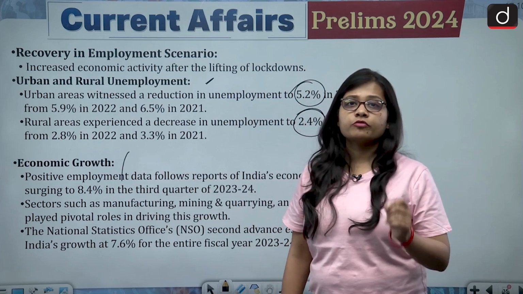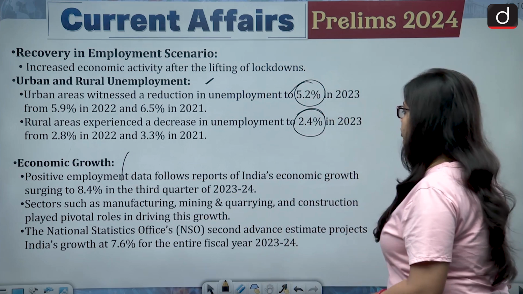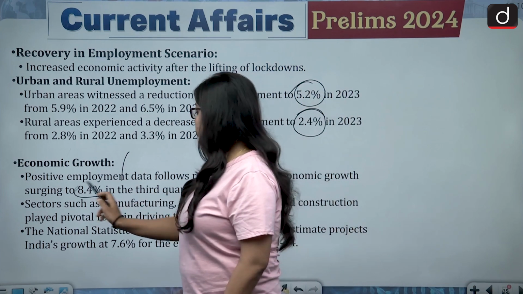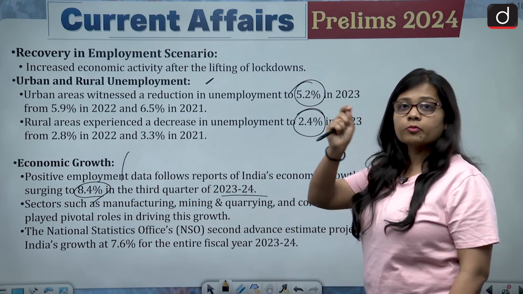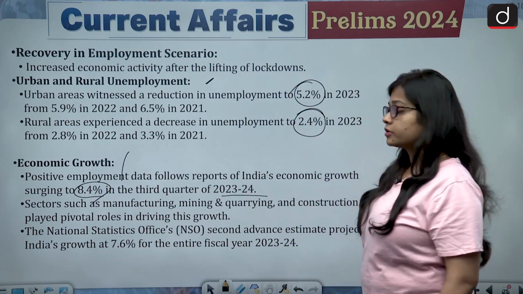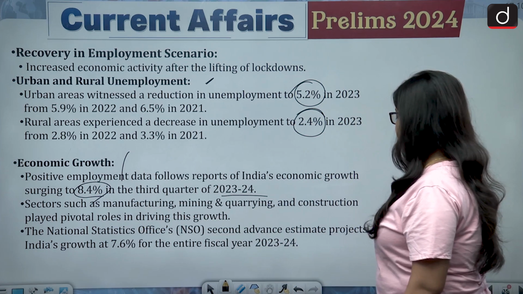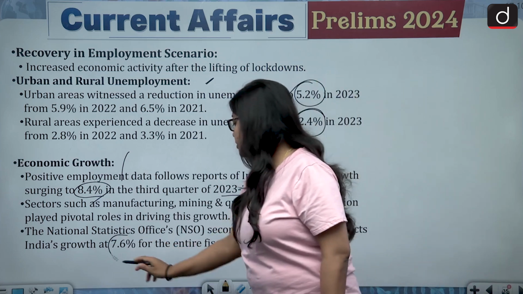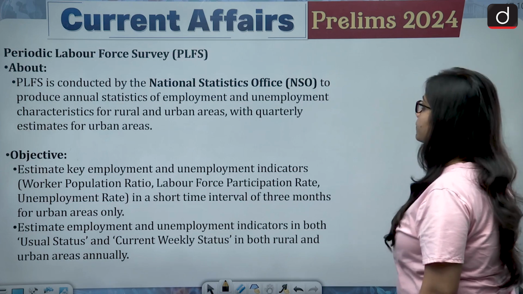Then comes the point of economic growth. Positive employment data follows reports of India's economic growth surging to 8.4% in the third quarter of 2023-24. So economic growth can also be seen. So the National Statistics Office second advanced estimate projects India's growth at 7.6% for the entire fiscal year of 2023-24.